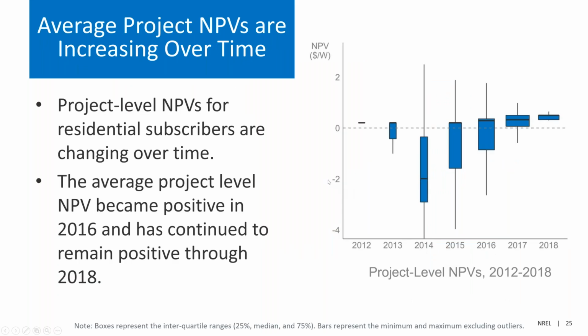Over time, though, we looked at trends and see that actually NPVs are increasing over time. NPVs are trending upwards. In fact, the average NPV is positive from 2016 onwards. This is shown here by the year of interconnection for the project. And so looking at some of the previous slides that we showed about project development, as more projects have been developed, the NPVs have also been increasing over time.